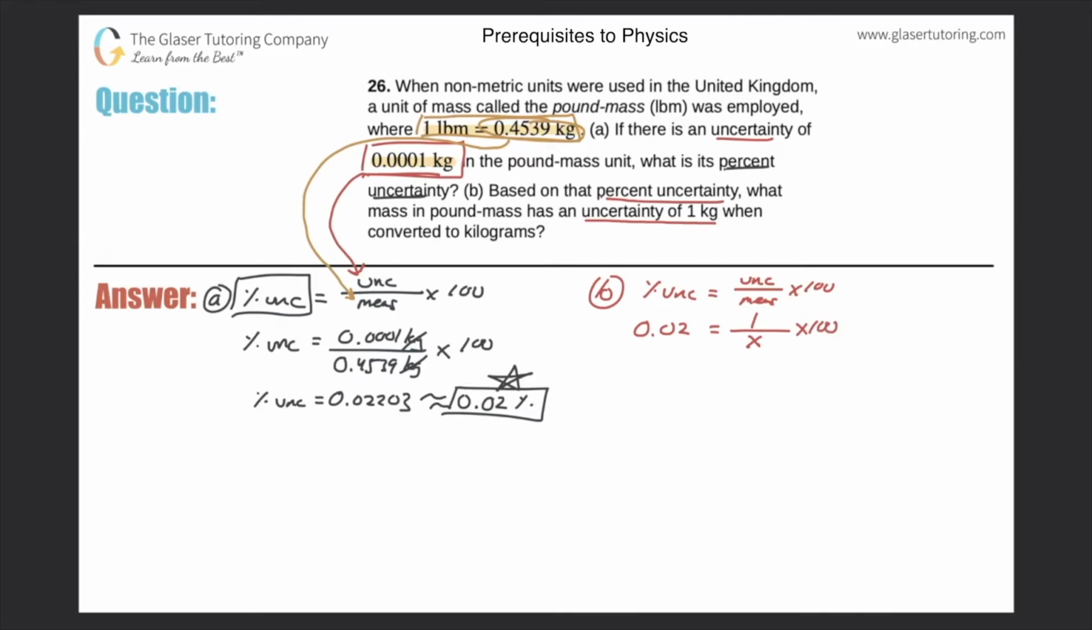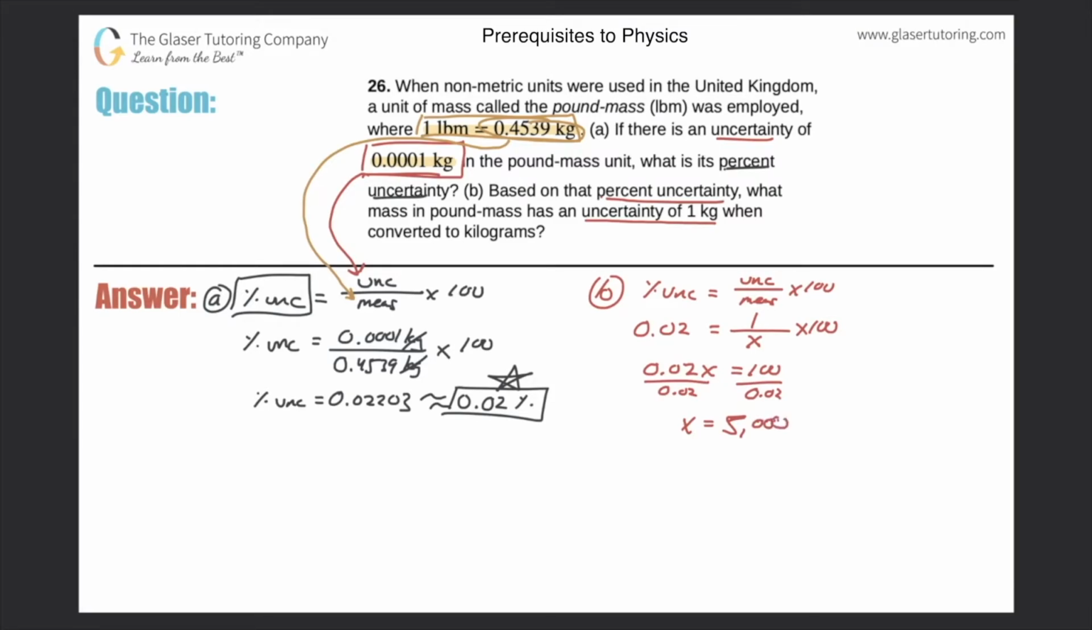So now we do some math. I'm going to cross multiply, right? So it becomes 0.02x equals 100. Divide out the 0.02. So now x, which remember represented the measurement, will equal 100 divided by 0.02. That comes out to 5,000.